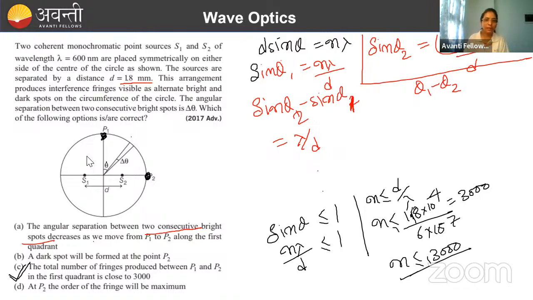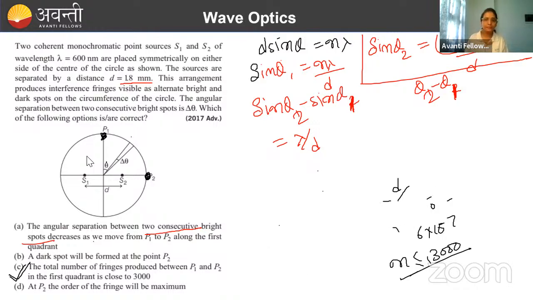But what will be the value of theta 2 minus theta 1? Can we reach a certain reasoning? Anyone, any idea? Just maths now. If sine theta 1 minus sine theta 2 is constant for fringes, what can we say about theta 2 minus theta 1? Anyone?